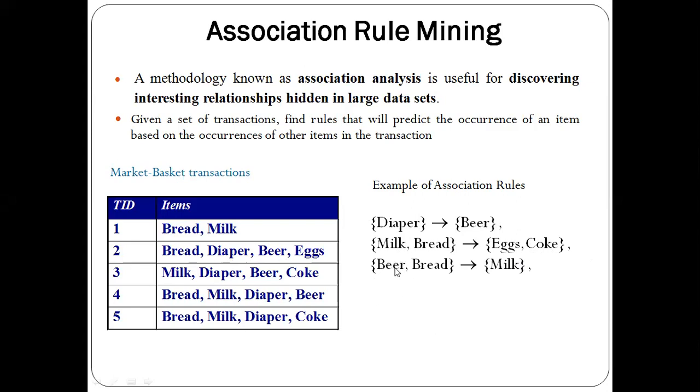If a person buys beer and bread, then he is also going to buy milk. That is, there is some kind of association between these kinds of items which are bought by the customer. Such kind of analysis will be done in association rule mining, or association analysis.